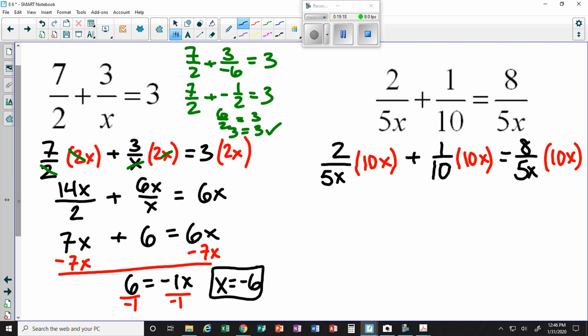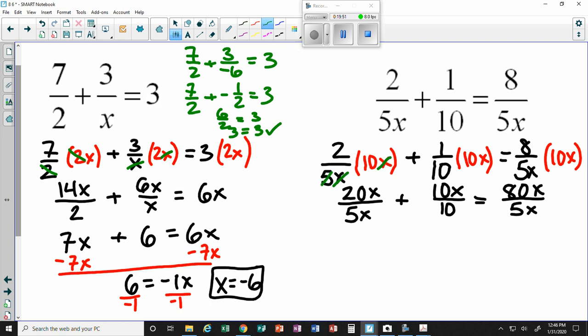All right, so when I multiply those, here I get what? I get 20x over 5x plus 10x over 10 equals 80x over 5x. Okay, now we can reduce. Or I could have reduced earlier. If I were to reduce earlier, what? These x's would cancel. 5 goes into 10 twice, so it would be just what? 2 times 2, which is what? 4. Is that what I get when I reduce this?